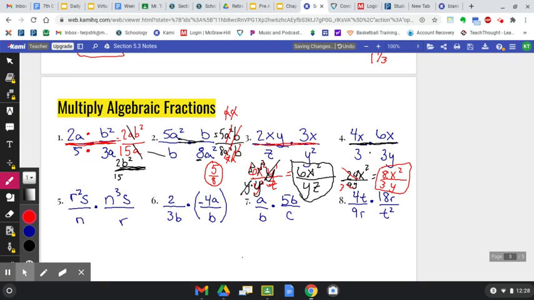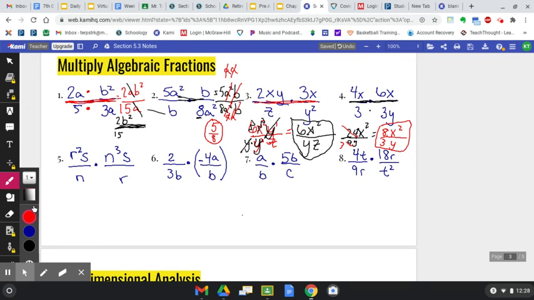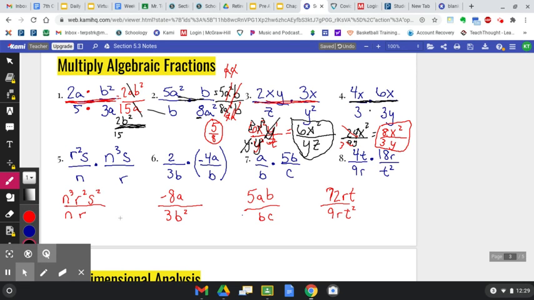All right, take a minute and see if you can simplify 5 through 8. Pause the video here and come back and check. All right, number 5 is not done yet. So just hold tight there. But I just multiplied each one straight across just so you could see where you're at. If you have this order different, that's not a big deal. I just like to put them in order.